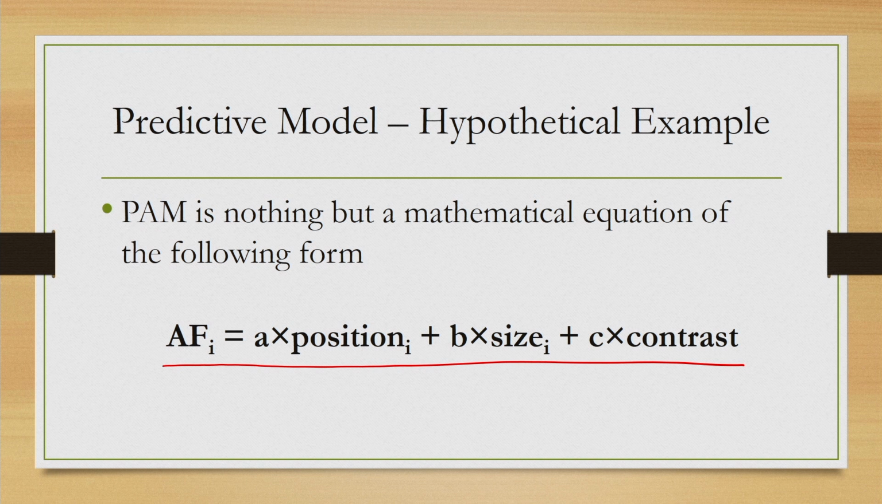So, the model, unlike in the previous case where we have a paragraph of description of the model, here when we talk of this predictive attention model or PAM, it is just this equation: AF_i equal to A into position_i plus B into size_i plus C into contrast_i.